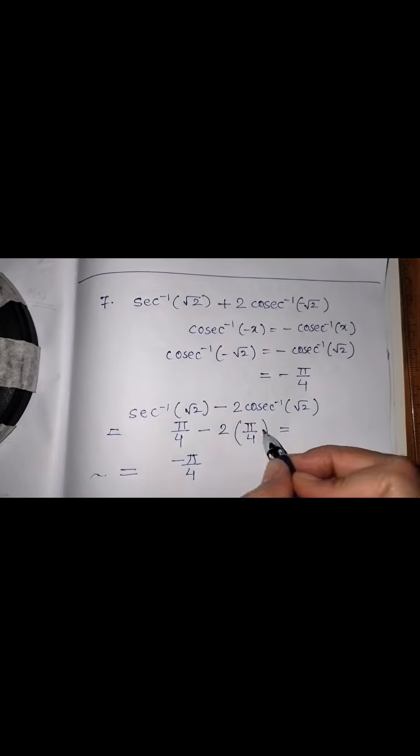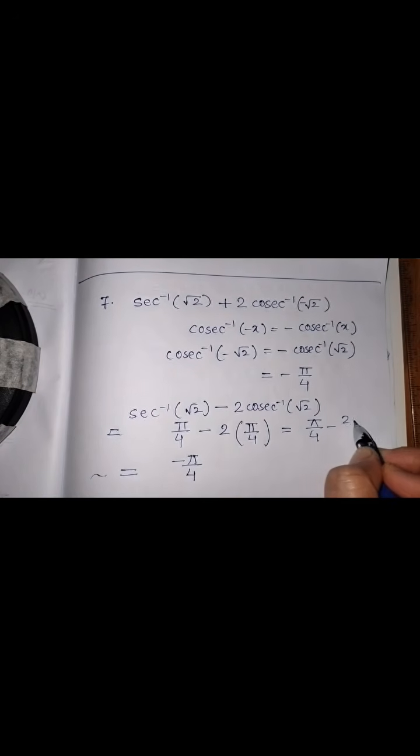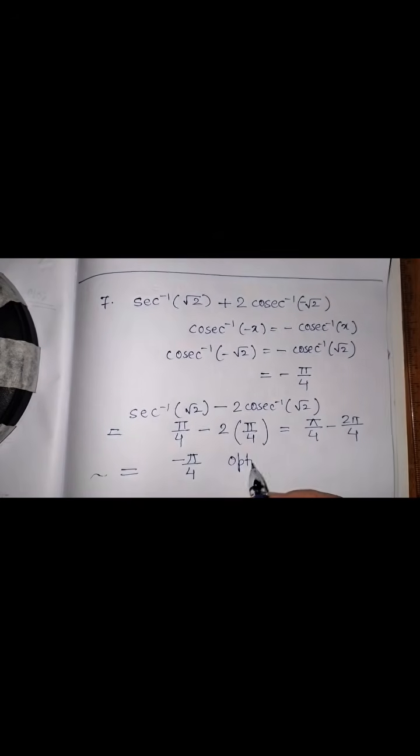ठीक है, ये कितना हो जाएगा तुम्हारा, ये हो जाएगा π/4 -2π/4. सो पाई -2π इज -π. सो ऑप्शन बी इज करेक्ट.